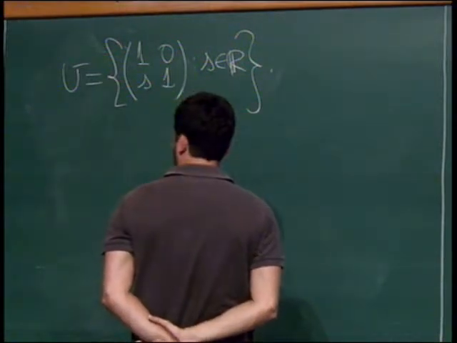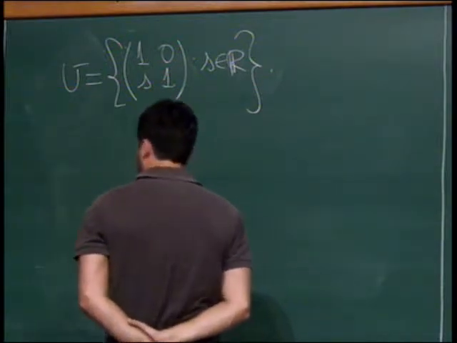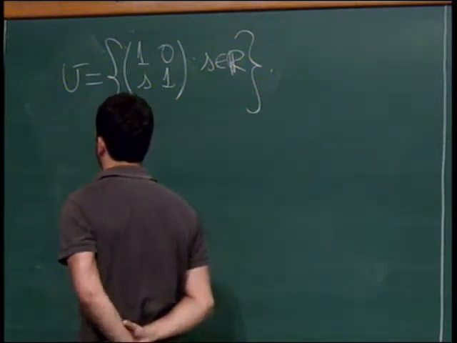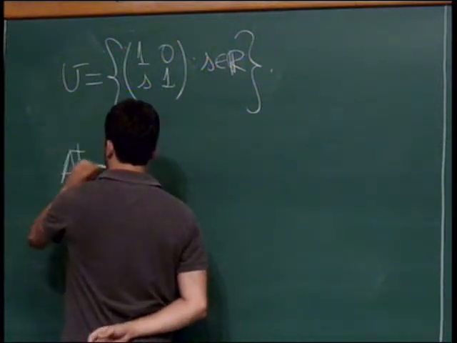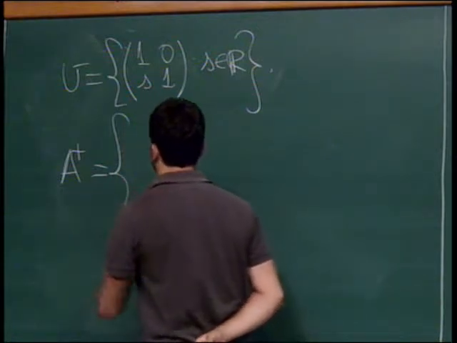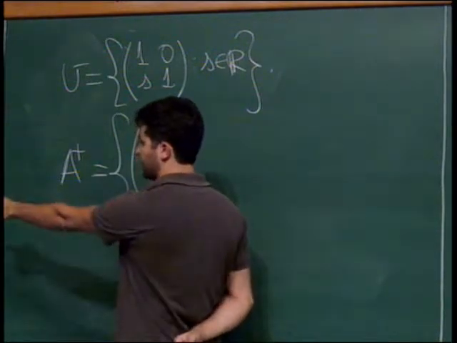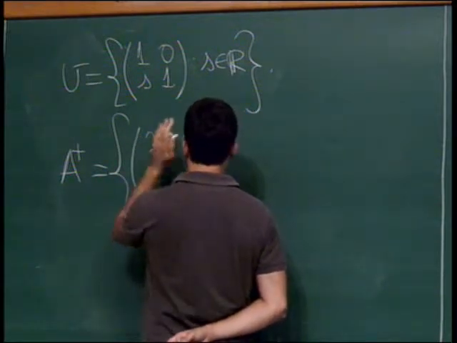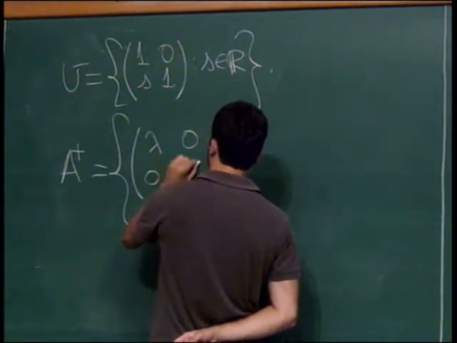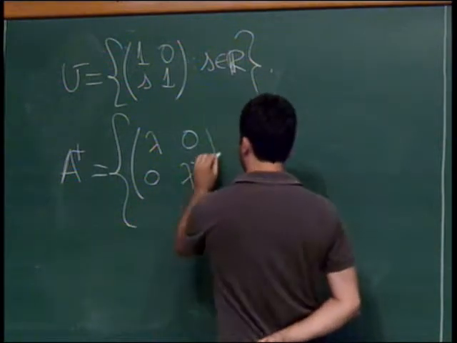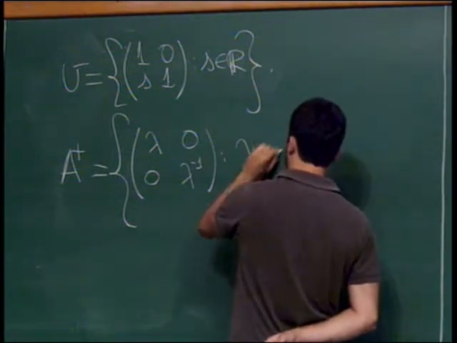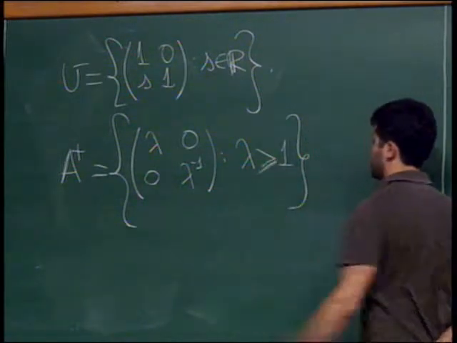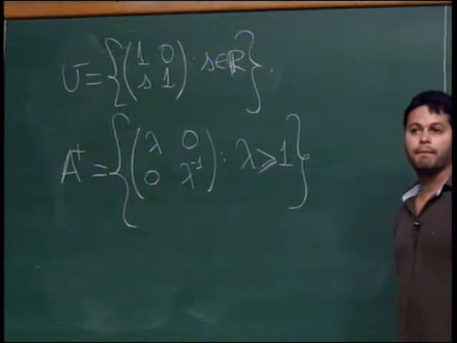So I want to tell you two properties about these subgroups and the relation of them with SL2R. And for that, I have to introduce a new subgroup. I don't know if I introduced that before. But A plus is a subgroup of A, which is given by the... It's not a subgroup, I'm sorry. It's a subset. It is given by the diagonal matrices on which lambda is bigger than or equal to 1. Okay?